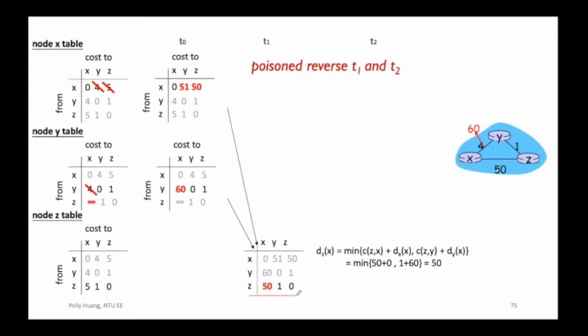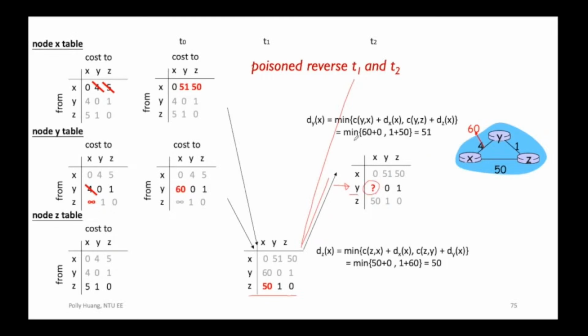So we update DZ, and DZ is going to go to the neighboring nodes. Okay, and so Y here, recalculating DY again, the DYX is going to be different as well. Okay, so DYX.